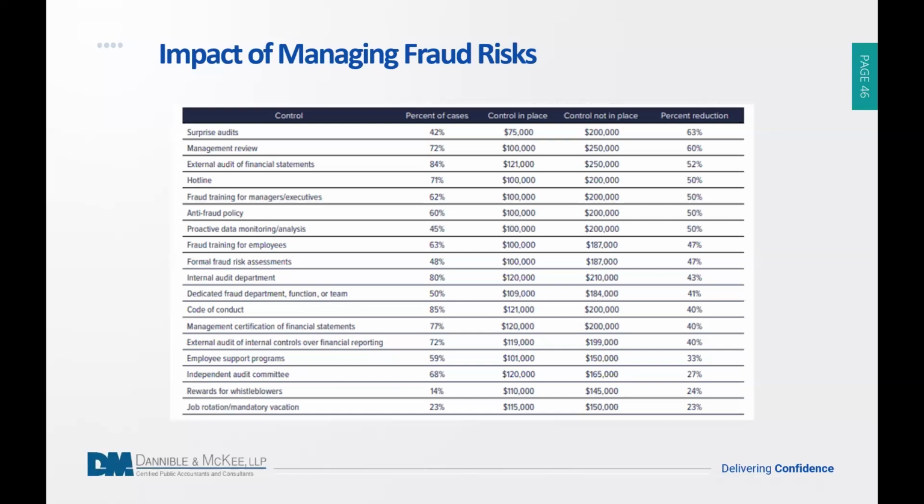Fraud training for managers and executives, the fifth one down on the list. It's a 50% reduction in the loss. Again, just by having these simple training exercises. Formal risk assessments, like we were just talking about. This is something anyone can sit down and come up with a committee and task them with, a 47% reduction in median losses if the control's in place.